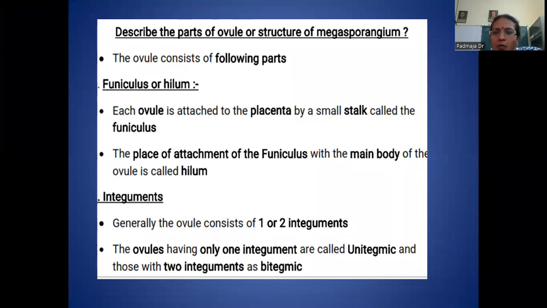Sorry, ovule is also called as megasporangium. Now, if you see the structure of megasporangium, the stalk of the ovule is known as the funicle, and each ovule is surrounded by the integuments, outer integuments and inner integuments. If only one integument is present, it is known as the unitegmic ovule, and if it consists of two integuments, it is called as bitegmic ovule.